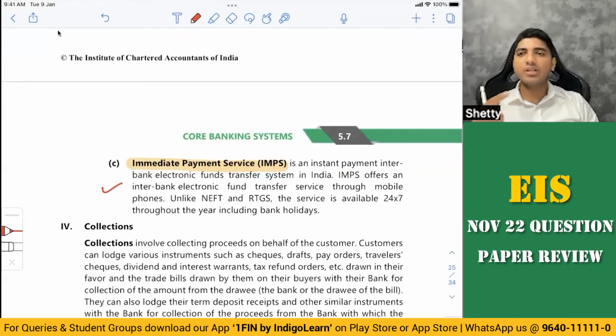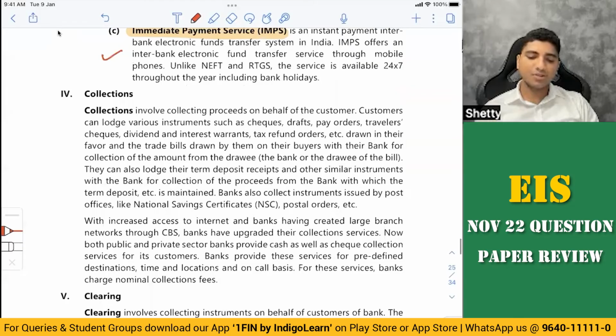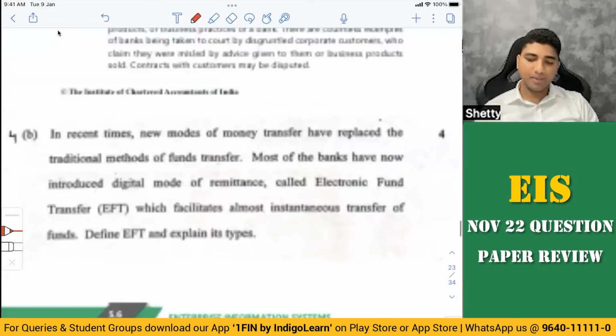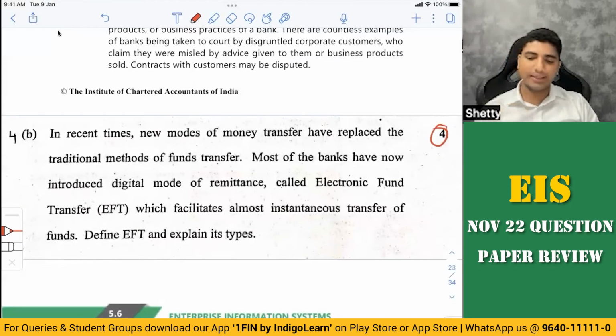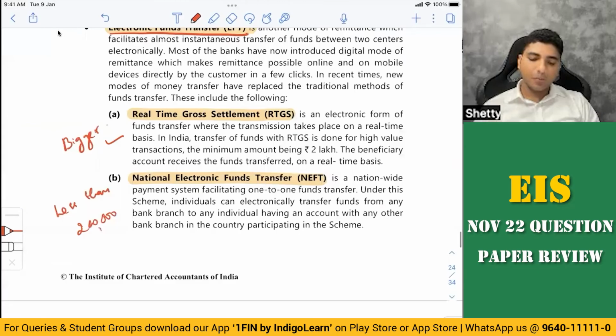But IMPS is very, very quick, just like how you make a UPI payment, that is PhonePe, Google Pay. Similarly, IMPS also, they will collect some small amount of charges, let's say 5 rupees per transaction or 10 rupees per transaction, but it is very fast. So that is as far as your EFT question is concerned. Again, this is the bonus question for 4 marks. Okay, very, very simple question, nothing much to think. So 4B is also done.